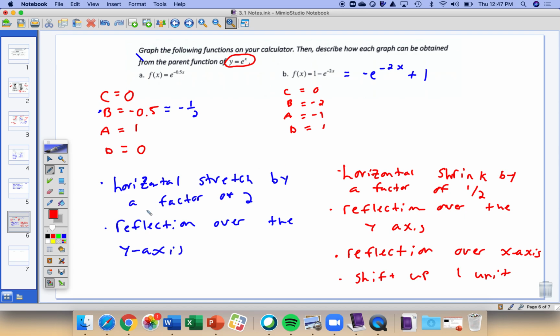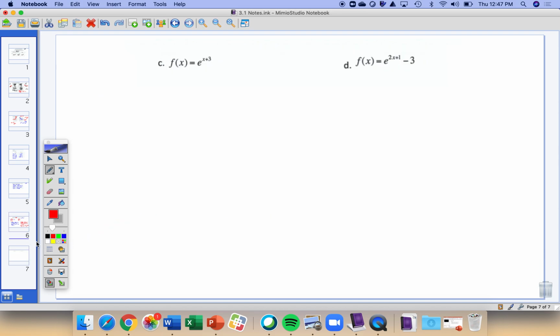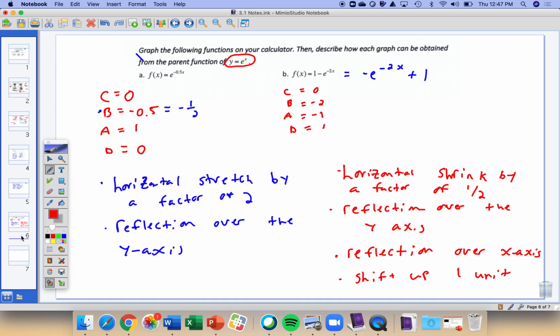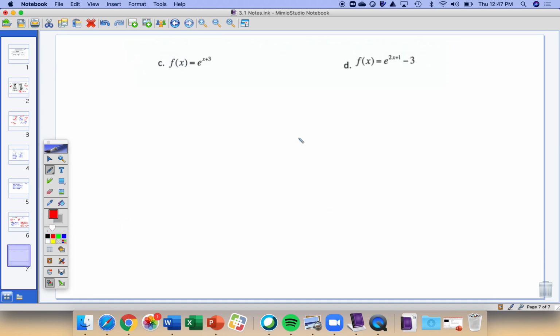Okay. Now, let's do one more. We're going to do this one here, C. So this is just e to the x plus 3. Again, my parent function is e to the x. So the only change here is just plus 3. So that's going to be our first example where we have C, and C here is actually negative 3.